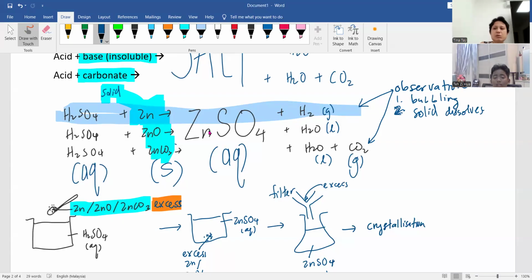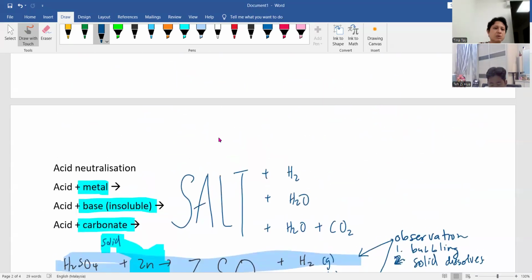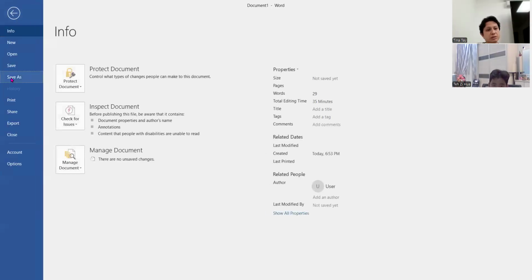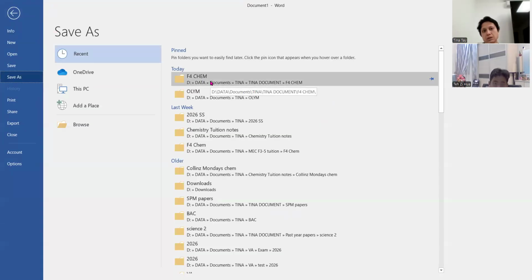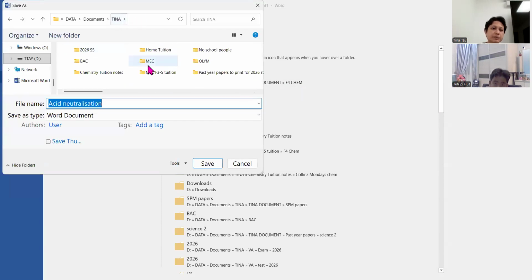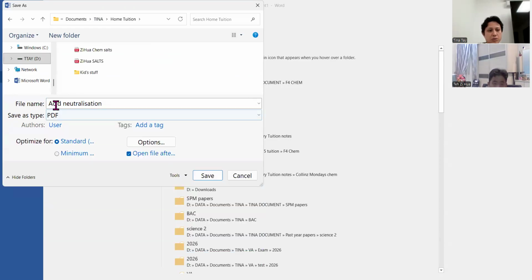In this case, zinc sulfate is a colorless solution. Colored solutions are only those made from transition metals like copper, chromium, manganese. Okay, now next week I'm going to teach you the third method.